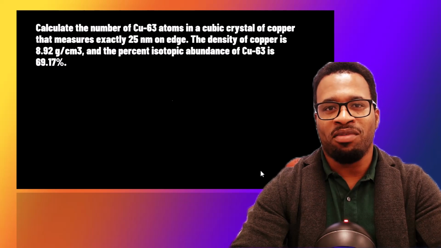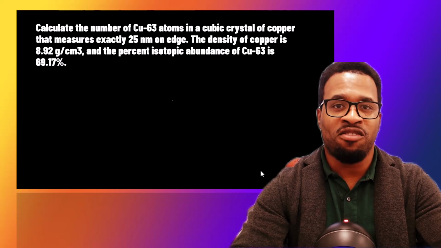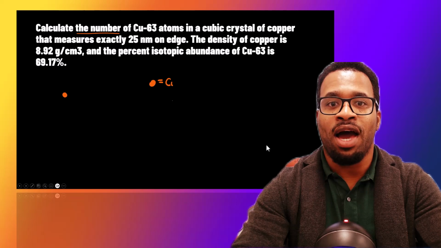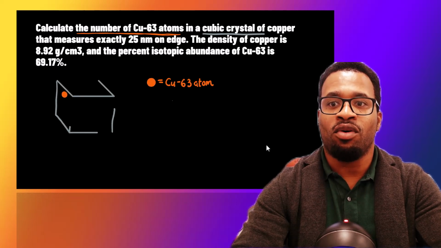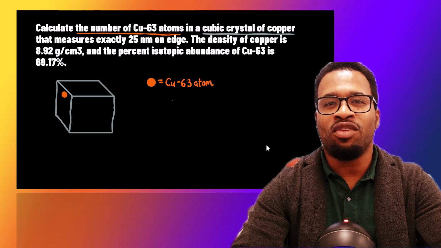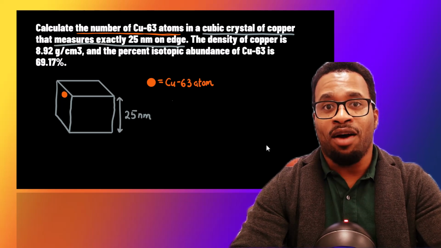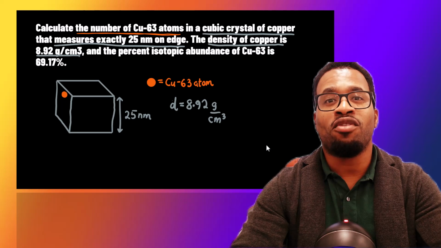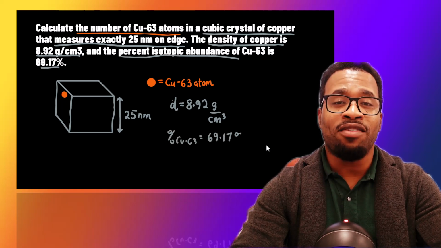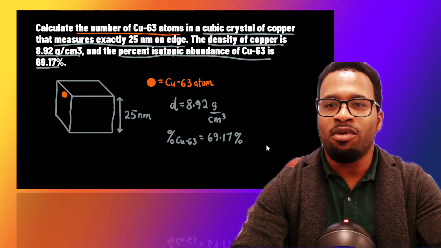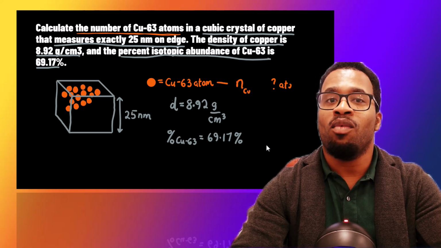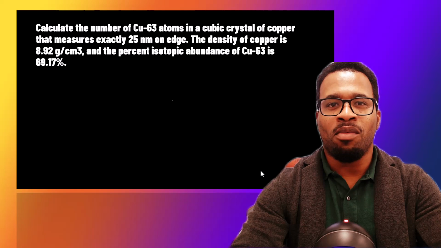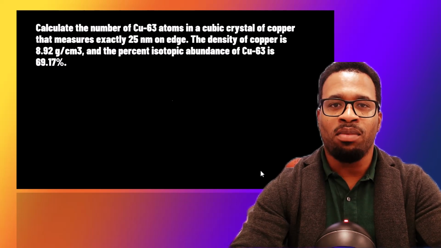In here, I'm going to show you a couple of steps for you to get through this particular question that says: find the number of copper-63 atoms in a cubic crystal of copper that measures exactly 25 nanometers on edge. The density of copper is around 8.92 grams per centimeter cubed, and the percent isotopic abundance of copper-63 is given to be 69.17%.